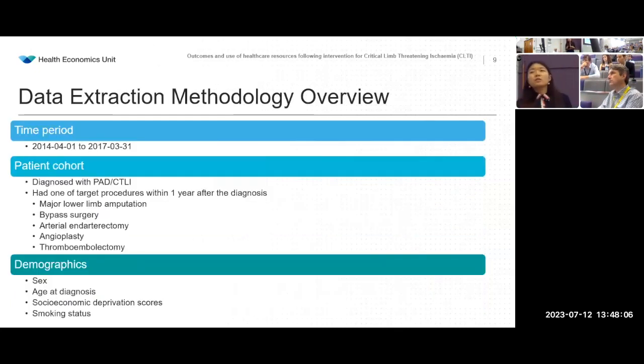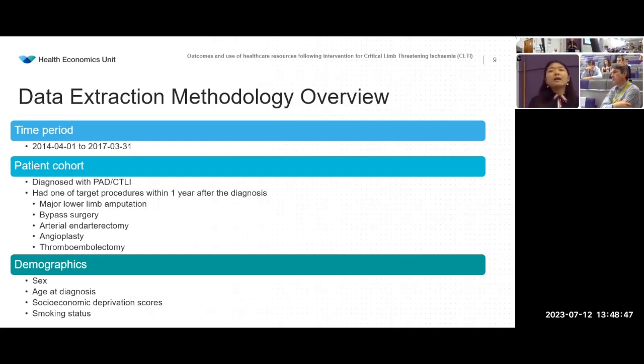Here is the overview of the data extraction methodology for this project. To identify the patient cohort, we look at a 3 year time period, from financial year 2014-15 to financial year 2016-17. We look at the patients who have been diagnosed with PAD or CLTI within this 3 year time period. As one patient might have multiple diagnoses during this time, we will take the very first date of diagnosis of PAD as the index diagnosis date.